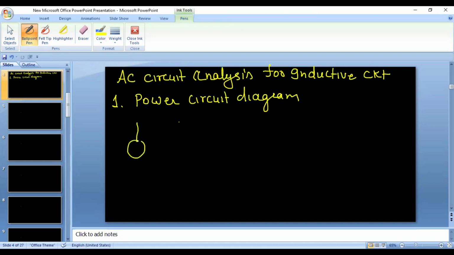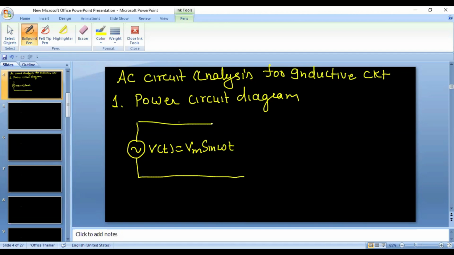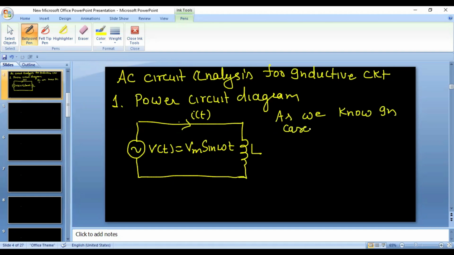There is an AC source which is represented by this symbol. As it is time varying in nature, we represent it mathematically by Vm sin omega t, because an AC source is a sinusoidal function. It is connected to a pure inductance, and the current flowing through the circuit is It. As we know, the voltage across an inductor is given by the formula e = L di/dt.